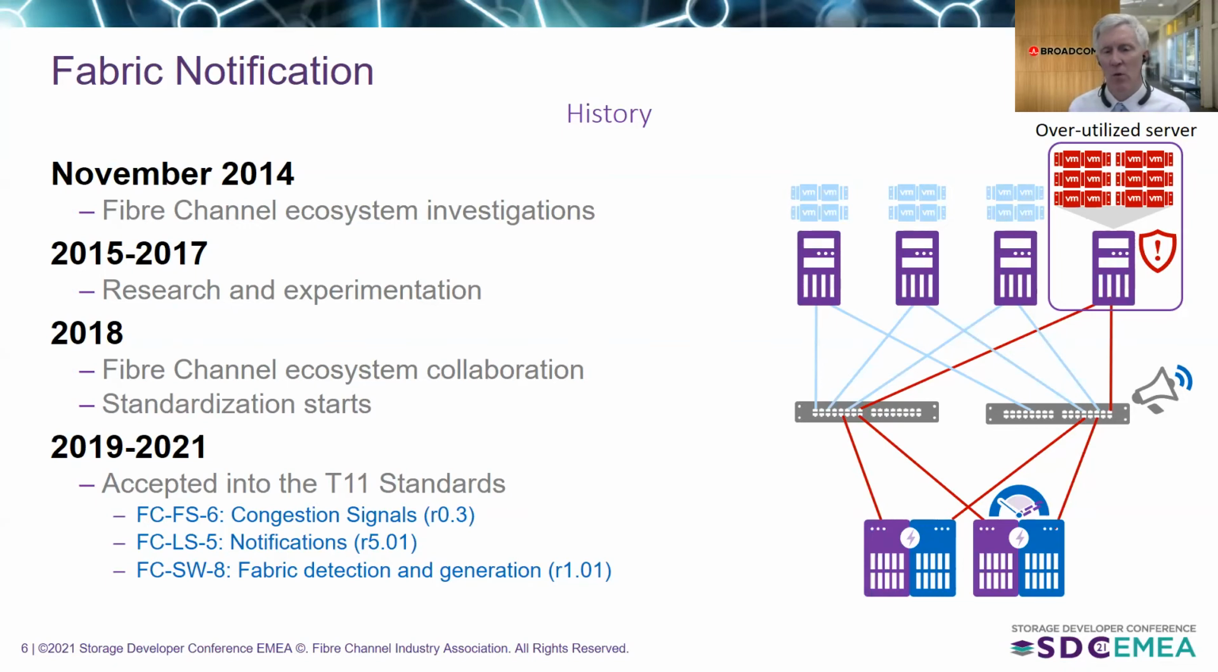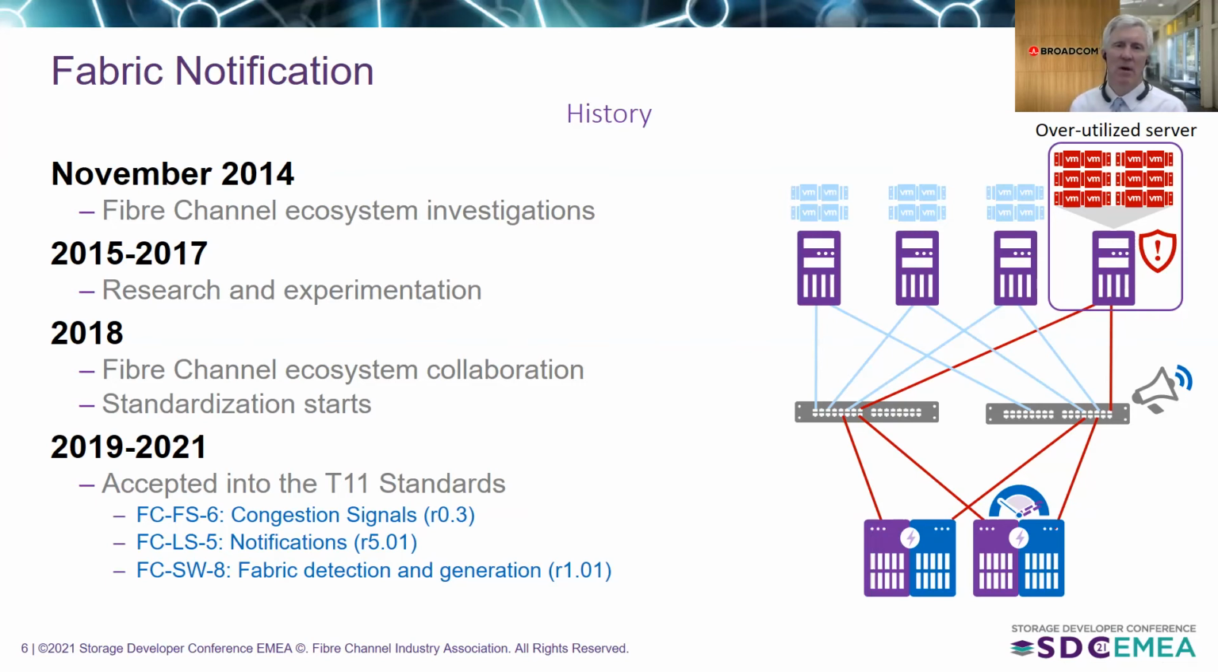And over the course of the last couple of years, we have created modifications and additions to the existing Fibre Channel standards to support the fabric notification solution. In the framing and signaling standard, we've defined the congestion signal mechanism; in the link services standard, we've defined the notifications mechanism; and in the switch fabric standard, we've defined the fabric detection and generation mechanism.